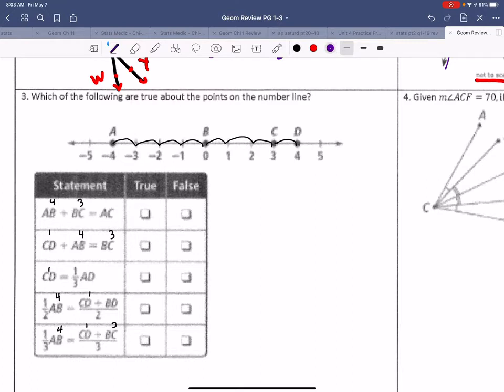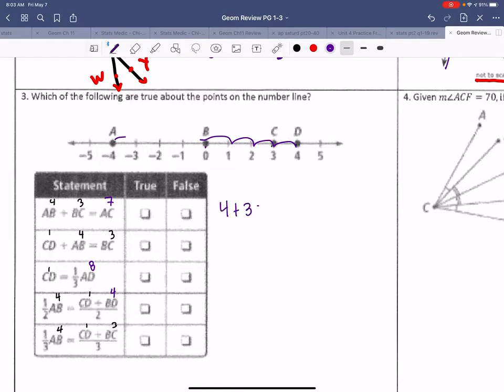Then it says AC, so 1, 2, 3, 4, 5, 6, 7. AD, that would be 7, 8. BD, let's start back over anyway. BD would be 1, 2, 3, 4. Is that everybody? Okay, now we're just going to see if this is a true statement.